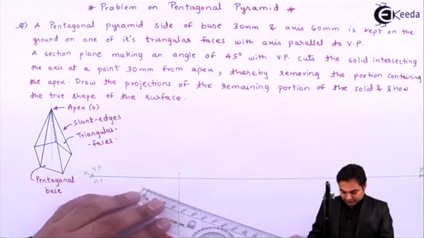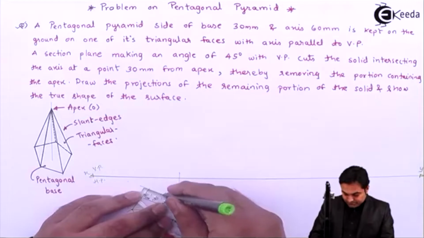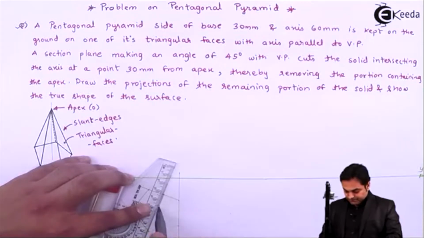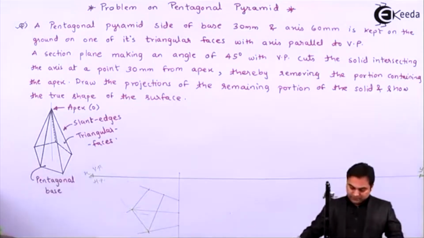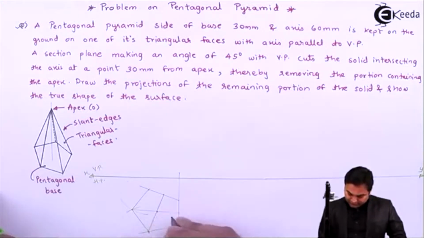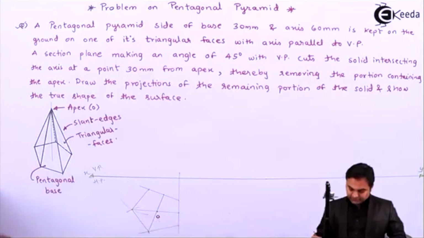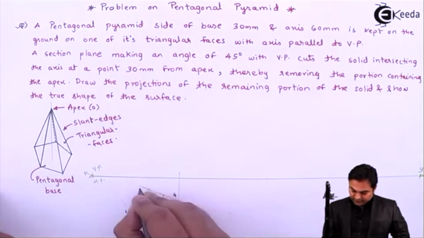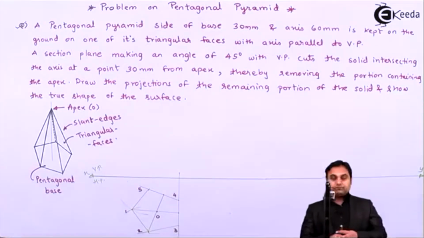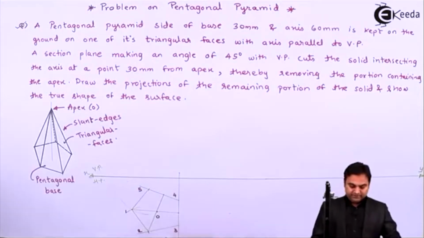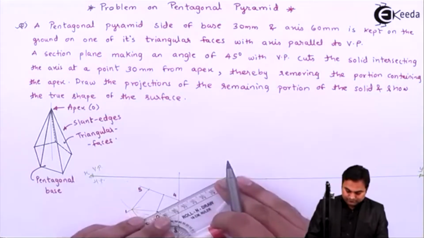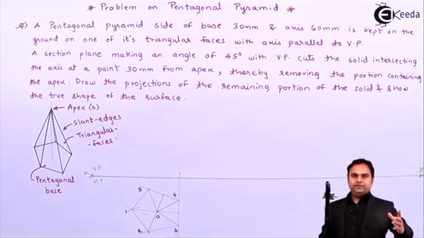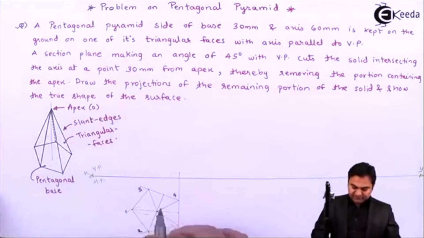Then taking the midpoint of any other side, joining it to the corner opposite to that side, where they intersect will give me the apex point O. For that only I have drawn these two lines. These are points 1, 2, 3, 4 and 5 of this pentagon. Next, joining all the corners to this apex. So here, this is the top view of the pentagonal pyramid, which looks like a pentagonal face from the top.